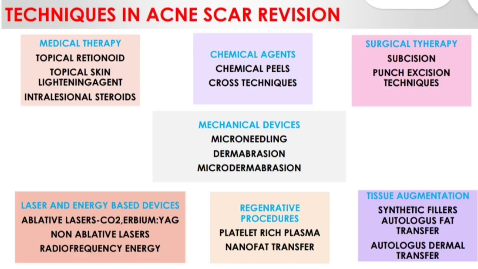Regenerative procedures include platelet-rich plasma and nano-fat transfer, and tissue augmentation in case of severe atrophy can include synthetic fillers, autologous fat transfer, and autologous dermal transfer.